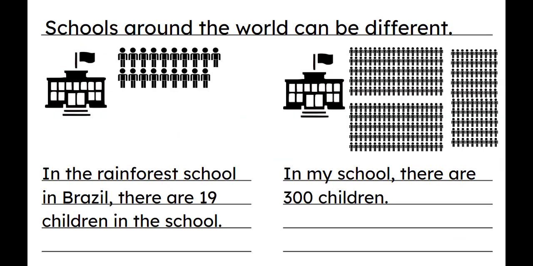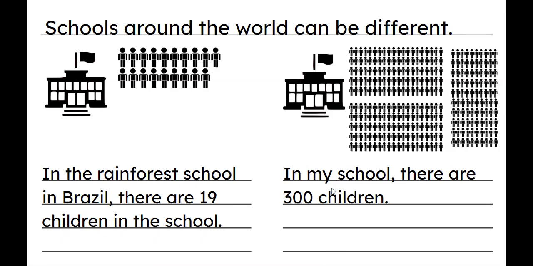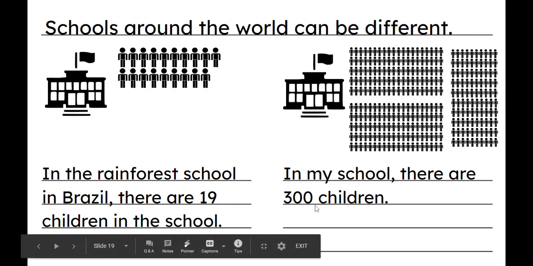So here's an example. I'm going to introduce what I'm talking about. So I'm going to say schools around the world can be different. Now I'm going to share two ways that they are different. Here is the first way. In the rainforest school in Brazil, there are 19 children in the school. Then I'm going to talk about how my school is different. In my school, there are 300 children. Now, that's just one difference, but we're telling how both of those schools are different from each other.